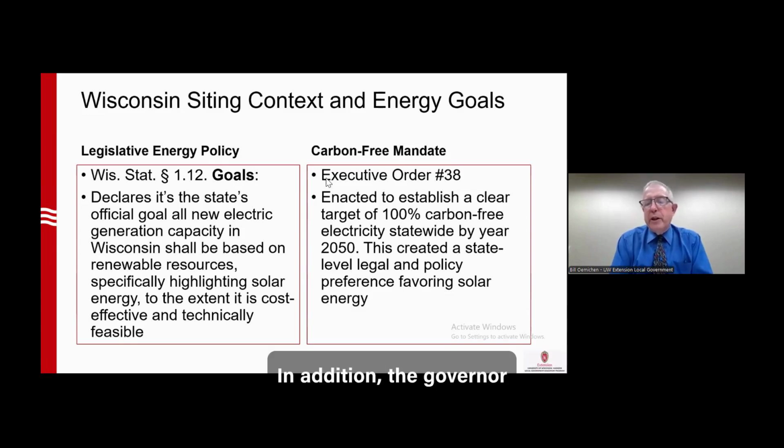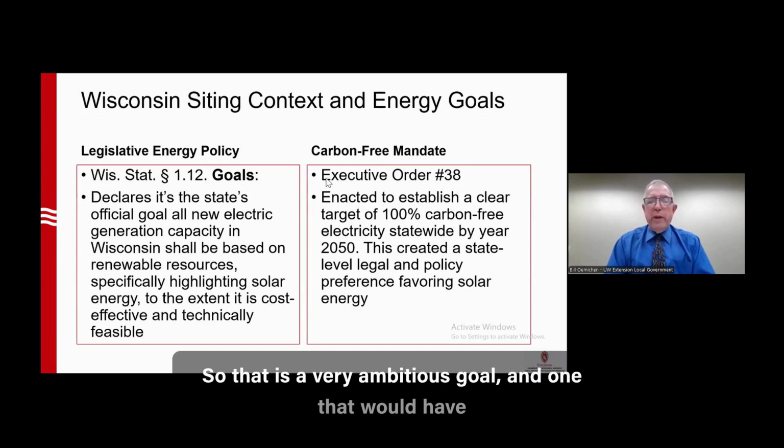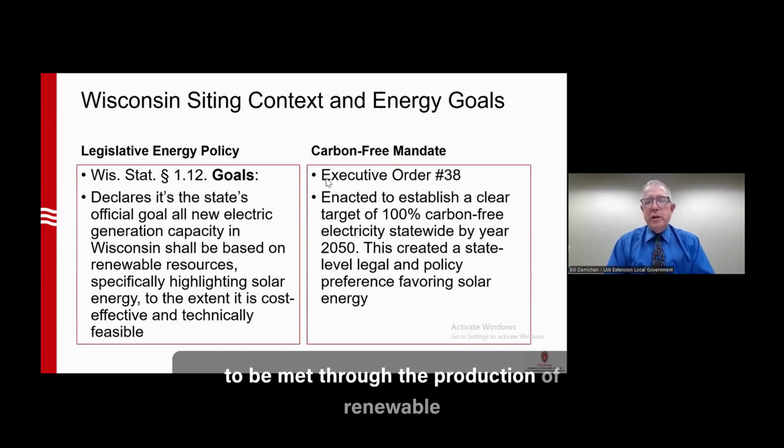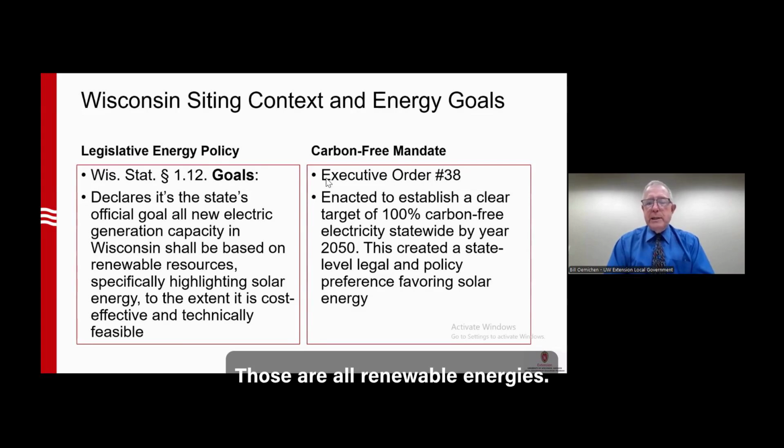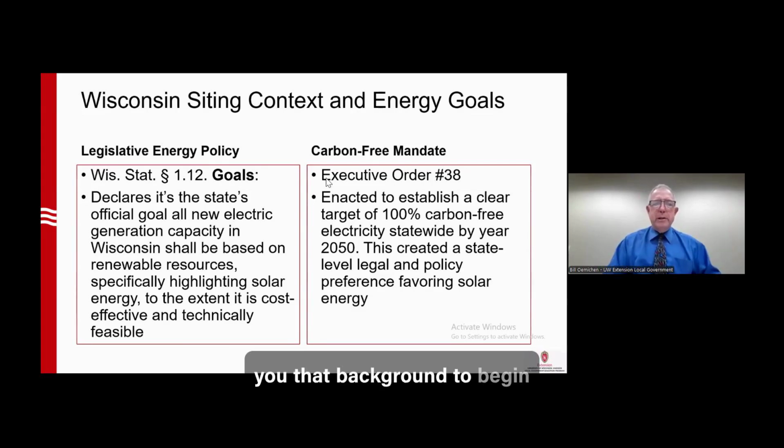In addition, the governor issued an executive order, which gives guidance to anybody who is a state official on what type of policy goals the governor is trying to achieve and their responsibility to try to achieve that. Executive Order 38 was issued by Governor Evers to establish a clean energy target of 100% carbon-free electricity statewide by 2050. That is a very ambitious goal, and one that would have to be met through the production of renewable energy, whether it's solar or wind or hydro. Those are all renewable energies. I wanted to just give you that background to begin with.